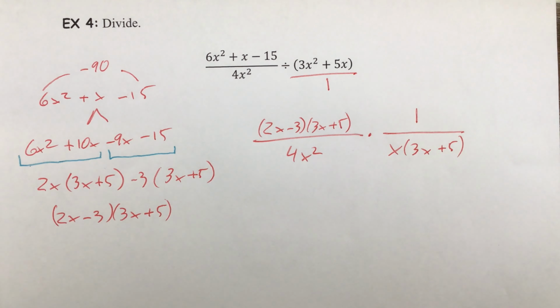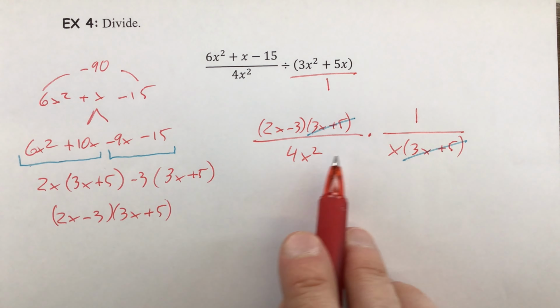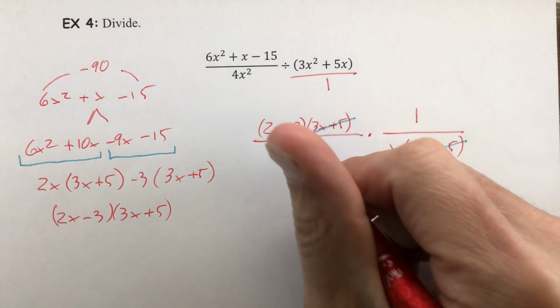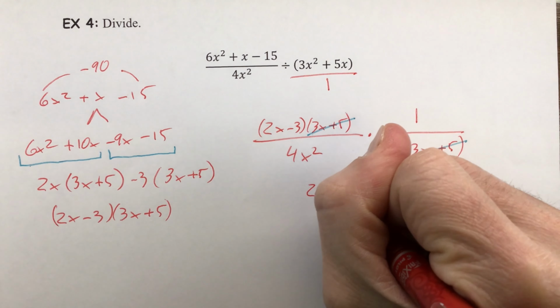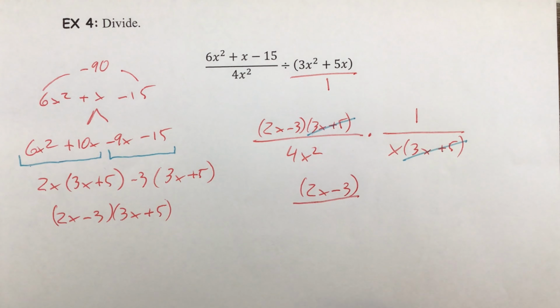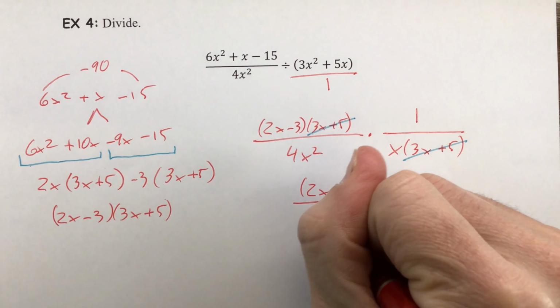These match, so they're going to cancel. And that's pretty much it, except that this x is going to group with these x's. So we get 2x minus 3 over 4x cubed. You don't really need the parentheses there, just a habit.